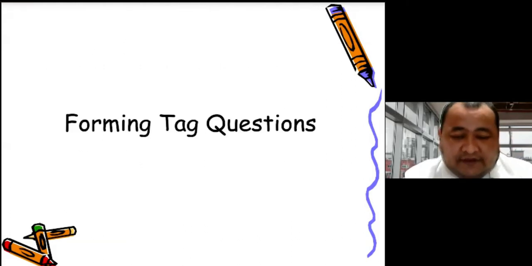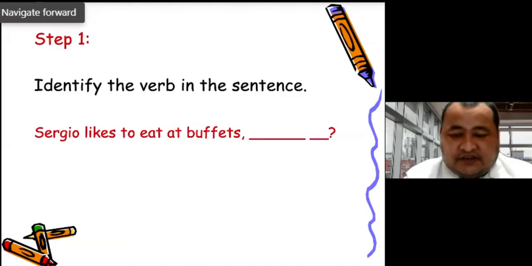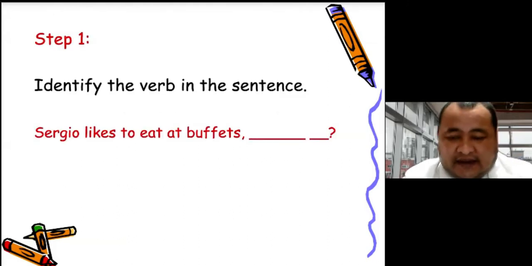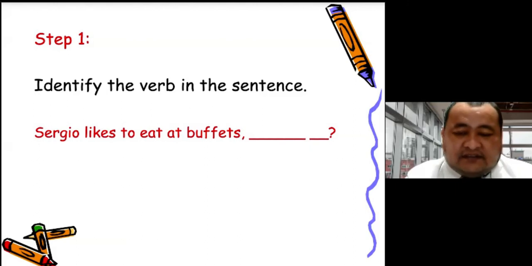Now, as you have seen the examples of tag questions, let's see deeply how to form tag questions. Look at the example. Sergio likes to eat at buffets. Without a tag question, we can say directly, Sergio likes to eat at buffets, right? But we are going to use a tag question. How do we form it?